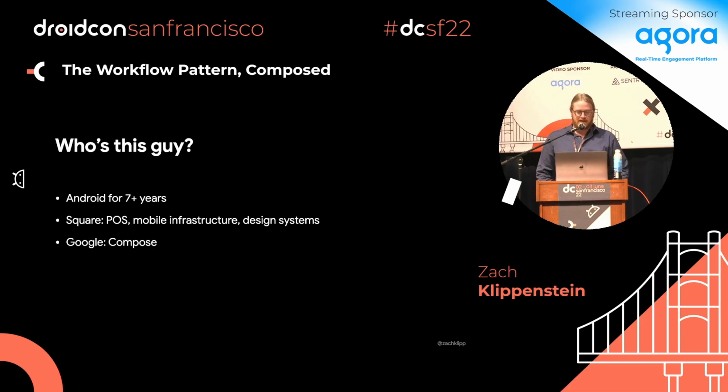So who am I? My name is Zach Klippenstein. I've been doing Android for over 7 years. Most of that was at Square. I did some product work before joining the infrastructure team to help introduce Kotlin and coroutines and working on some architectural libraries. And then I did some work on the design systems team to help them start to adopt Compose as well. Last year, I joined Google to work directly on Compose itself.